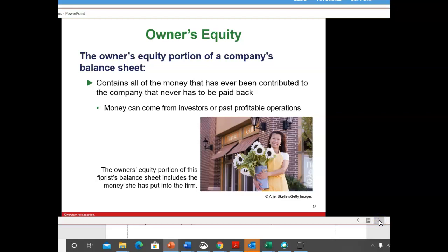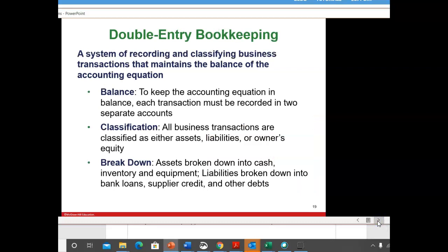Now, one thing that's actually a part of the overall equation is owner's equity. The owner's equity is a portion of a company's balance sheet. It contains all the money that's ever been contributed to the company. For example, when I started my firm years ago, I actually put in a pretty large sum of money that was the starting capital. And so that was considered, in my case, owner's equity. If you see down at the bottom of this slide, it talks about the owner's equity as a portion of this florist's balance sheet, which includes the money she's put into her company. And so that's all it is. It talks about what you put into the company and gives you an idea that that information is valuable.